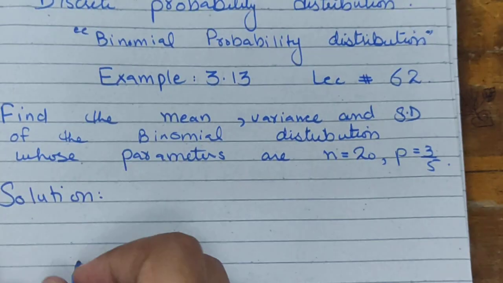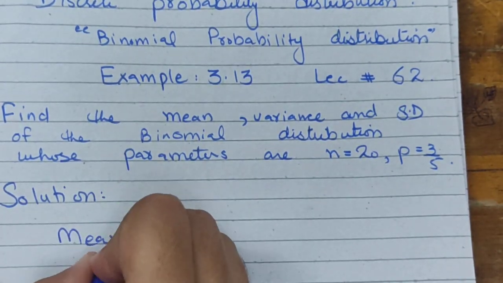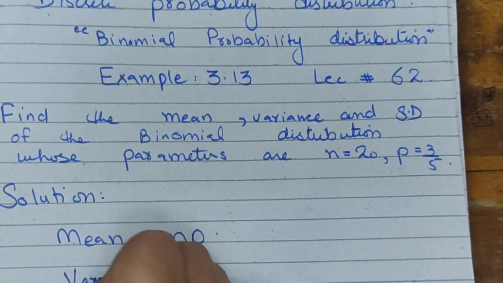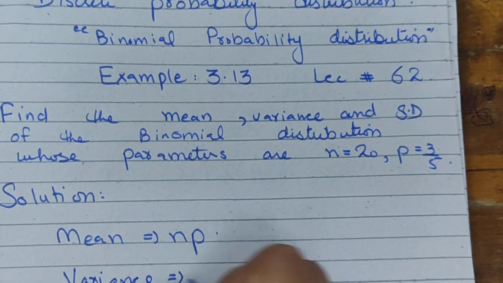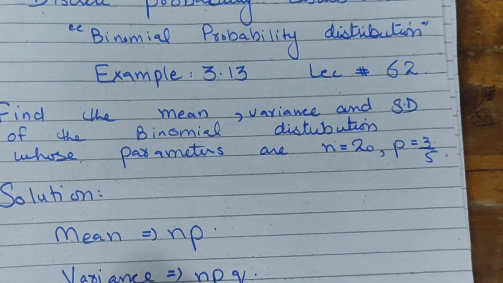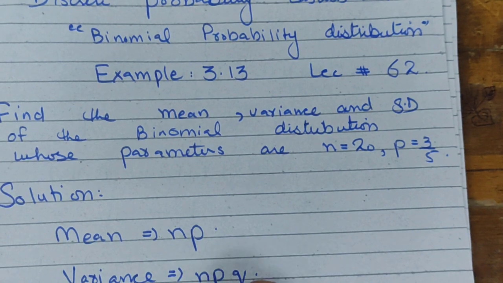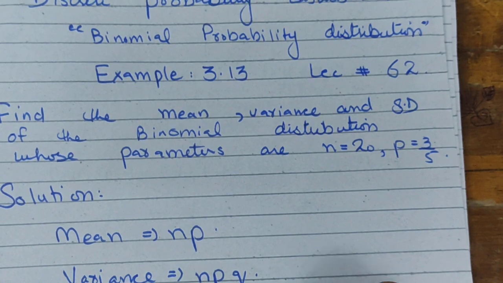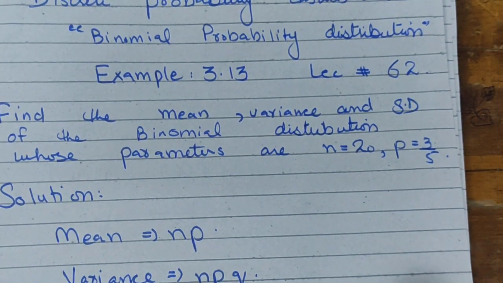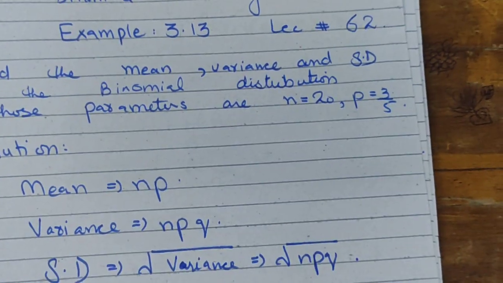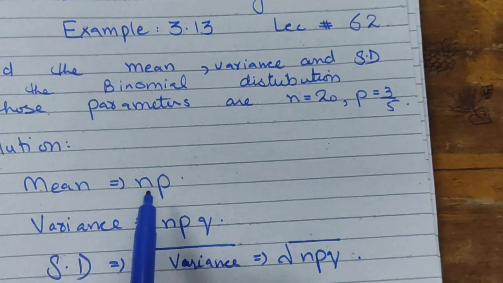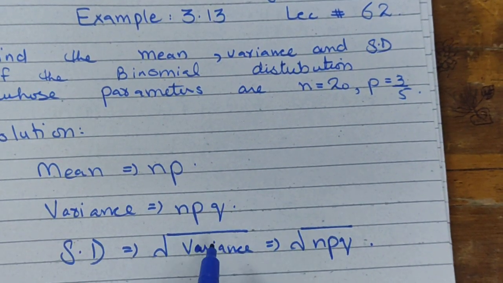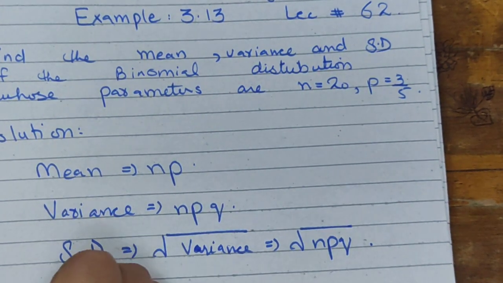Clear? So what is the mean of the binomial distribution? The mean of the binomial distribution is np, clear? And the variance of the binomial distribution is npq. And the standard deviation is just the positive square root of the variance, so it is the square root of npq. So the n and p values are given, so put these values into these formulas and find out the mean and variance.